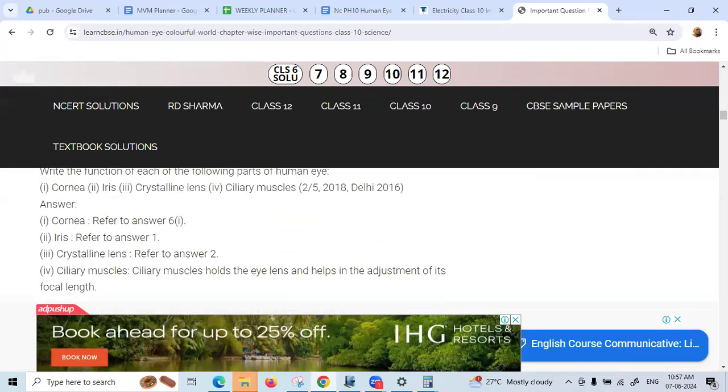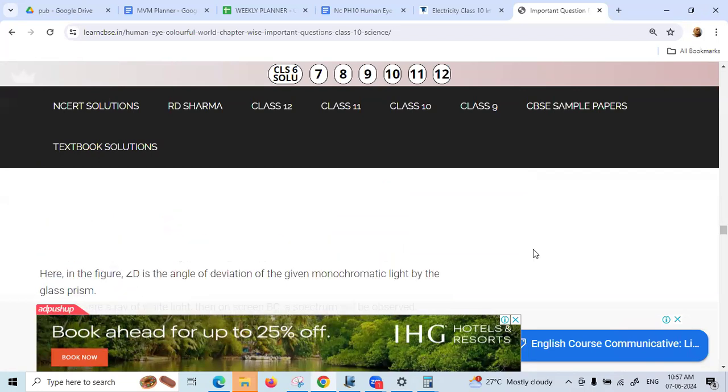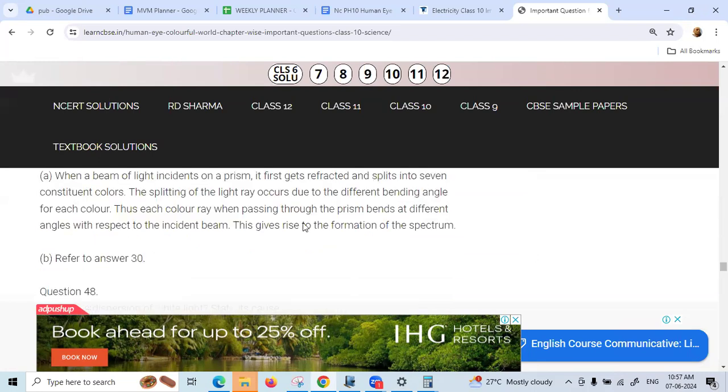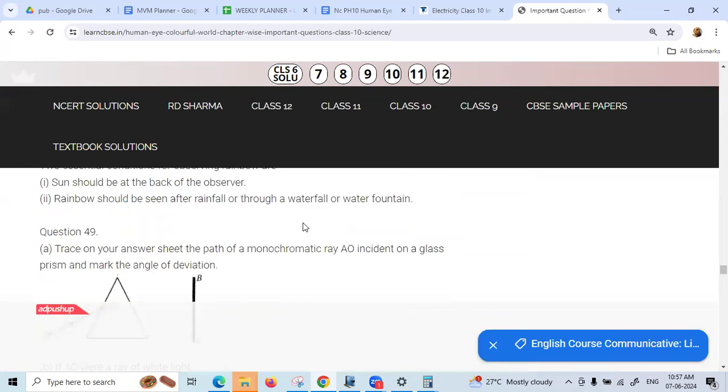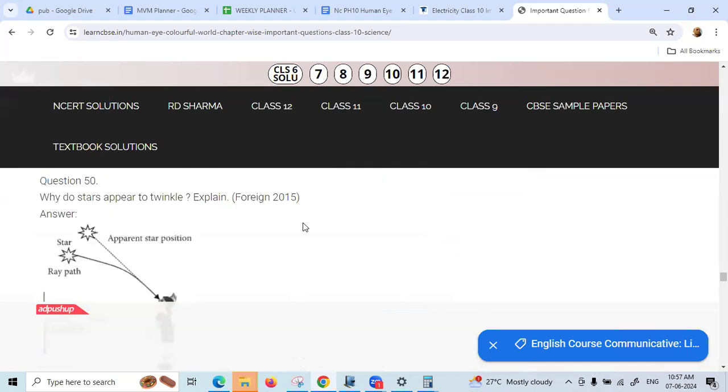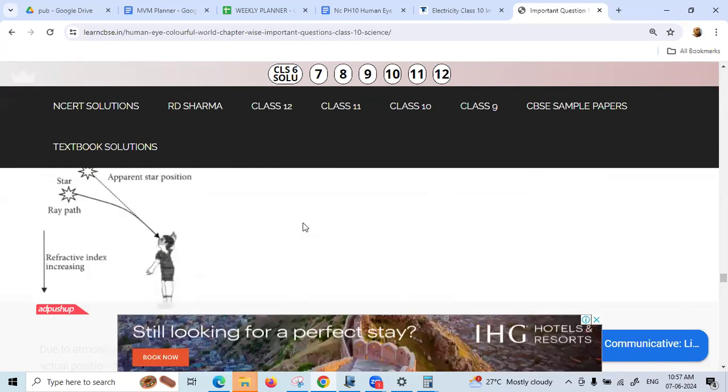Okay, 5 mark questions. That will be basically specs questions. Prism is also there. Previously, we have learned the rectangular slab. In this chapter, we learned the prism, the triangular prism.